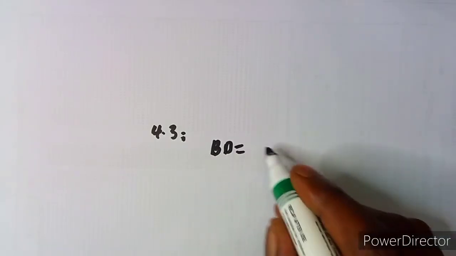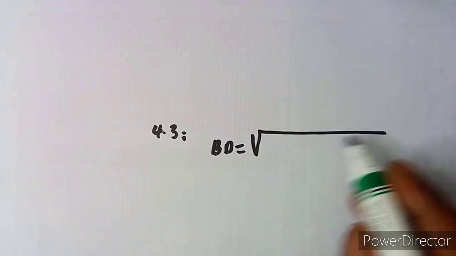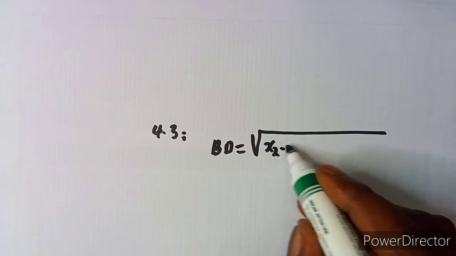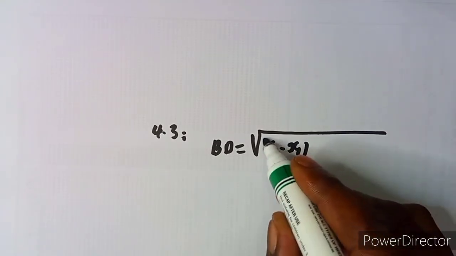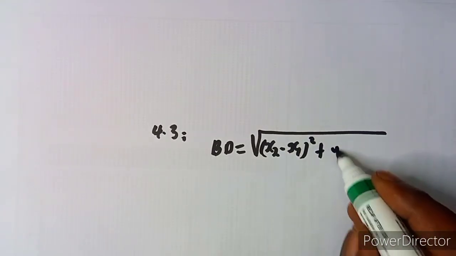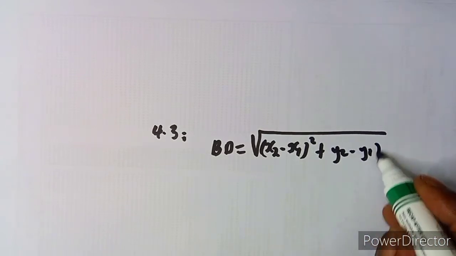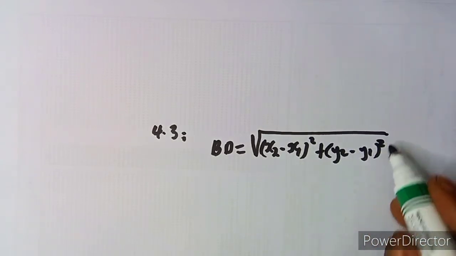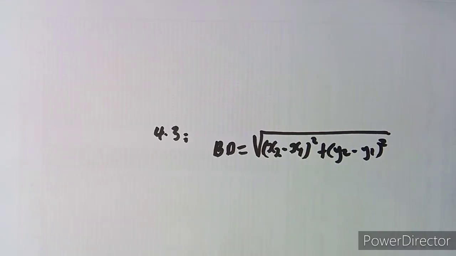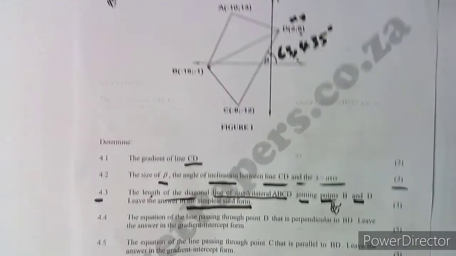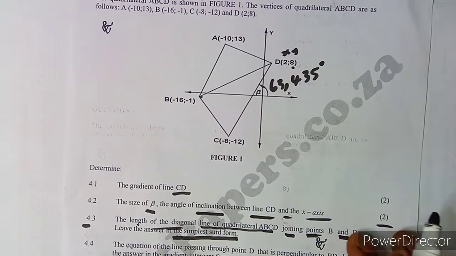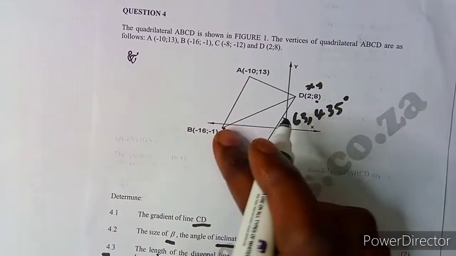Of BD, which is the distance of the line BD. So the formula is the square root of x2 minus x1 squared plus y2 minus y1 squared. So this is the formula for what? For length. So for distance, length is the same as distance. So we have B and D. Take note the diagonal BD.